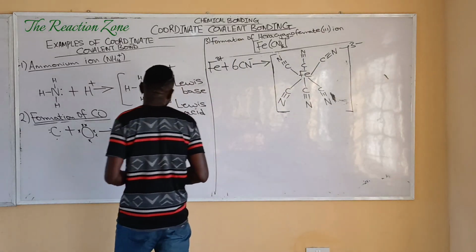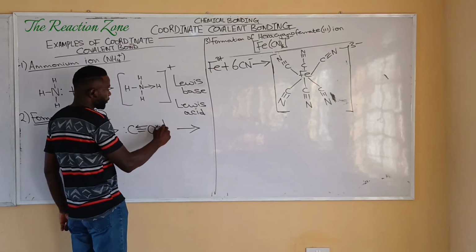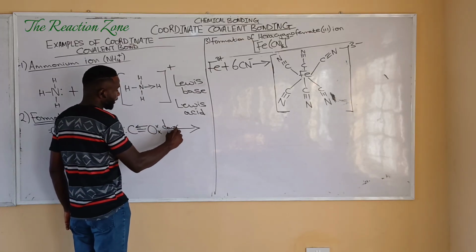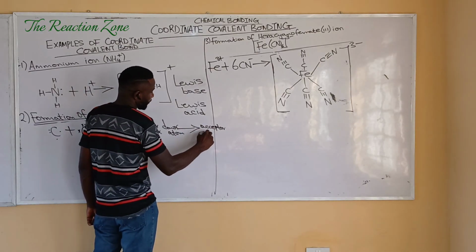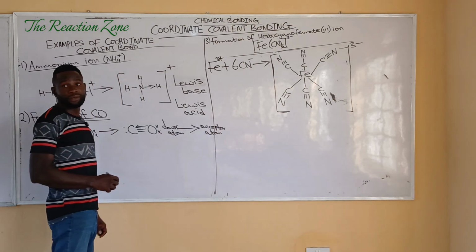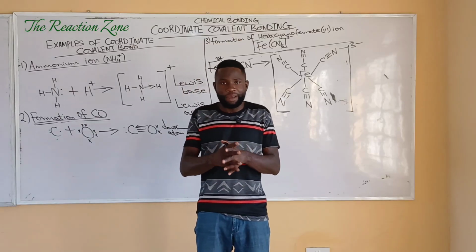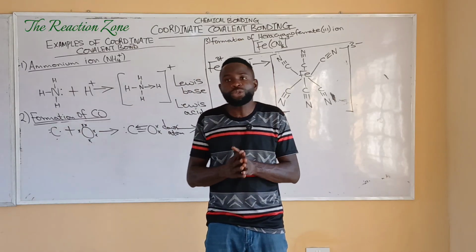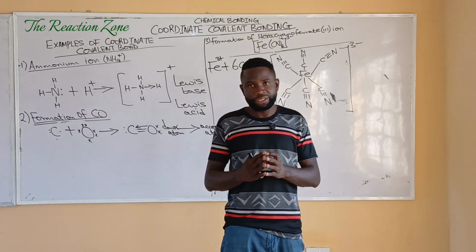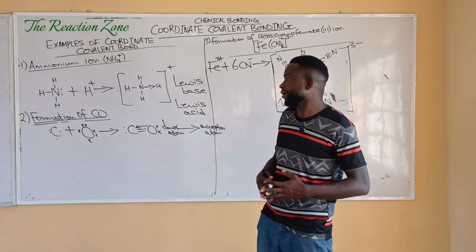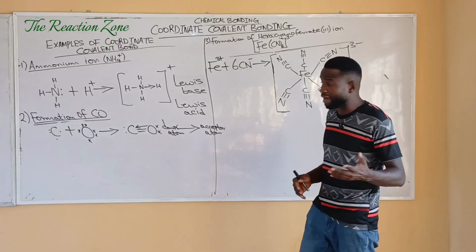A coordinate covalent bond is usually represented by an arrow that points from the donor atom, that is the atom that donates the electron pair, to the acceptor atom, that is the atom that accepts the electron pair. The atom that accepts the electron pair usually has empty orbitals with which it accepts the electron pair. Examples of compounds that are formed by coordinate covalent bonding are as follows.